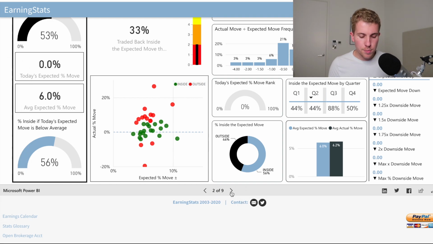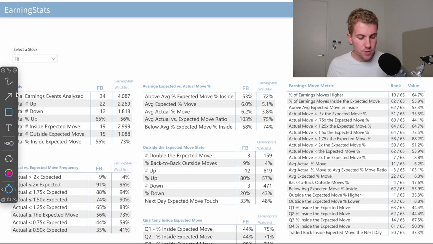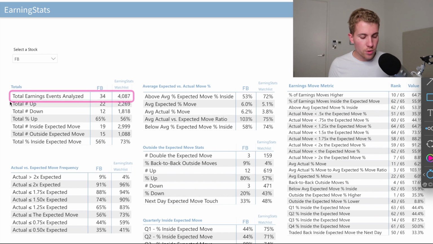If we click on the next page, now we're going to arrive on a page where we have much more data in terms of total earnings events analyzed. As you can see, for example, the total number of earnings events analyzed is 34. The number of times where earnings are going up is 22. Then the number of earnings down is 12, meaning that 65% of the time it goes up.